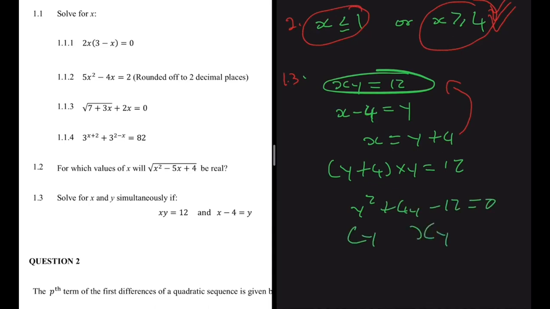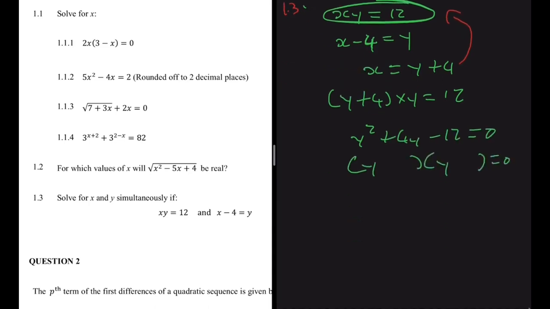So let's factorize. Which two numbers do I multiply to get minus 12, and when I add them I get 4? That is 6 and minus 2, right? So we have plus 6 and minus 2. So y is equal to minus 6, or y is equal to 2.